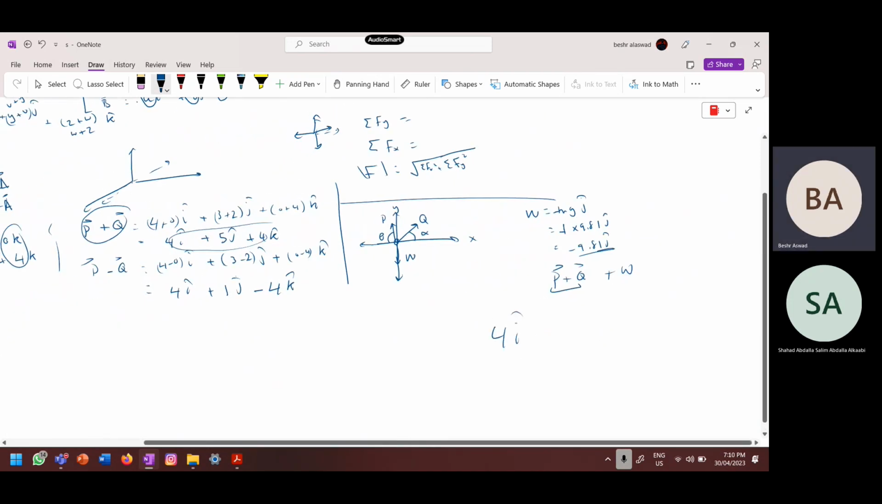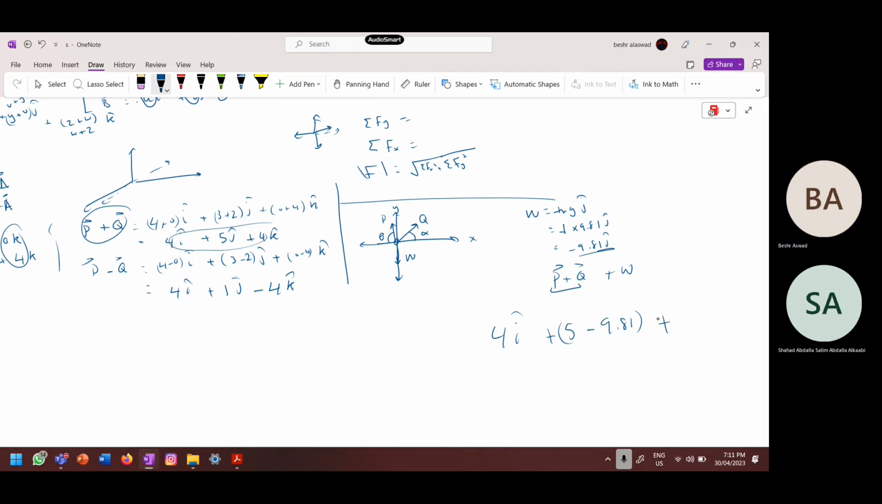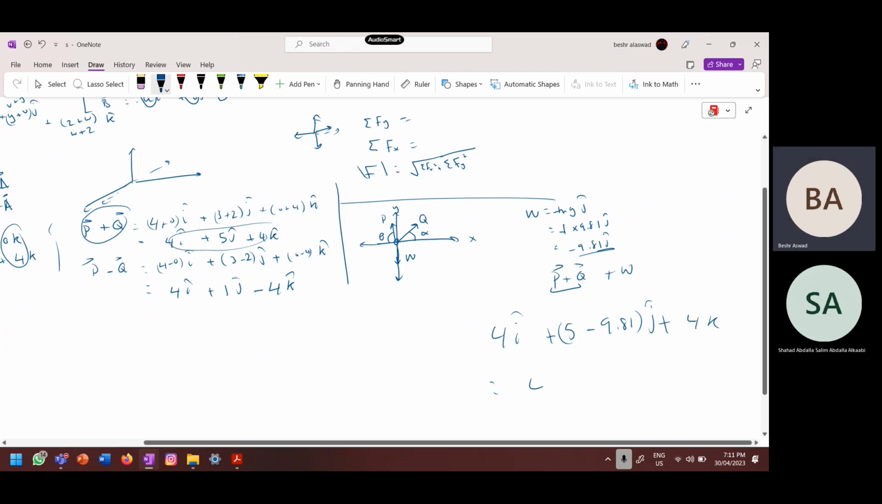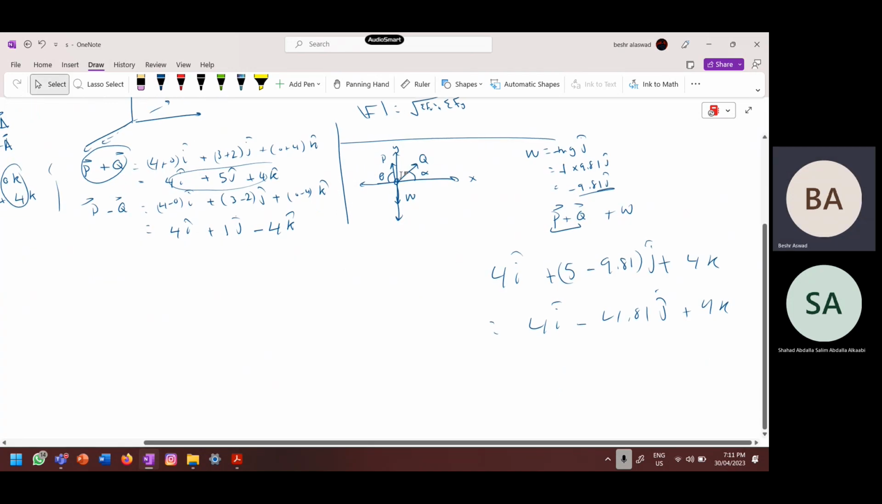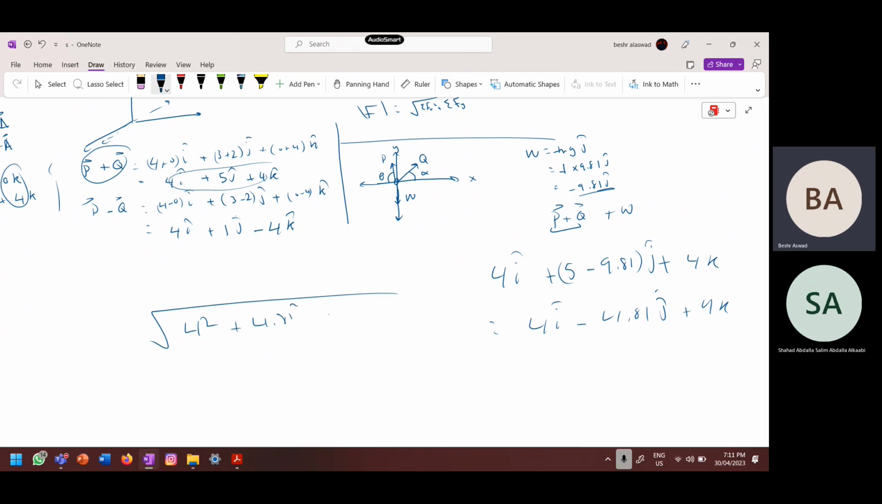Let's have it 4i plus 5 minus 9.81 plus, yeah, sorry, plus 4k. This will give you 4i hat minus 4.81 j hat plus 4k. To find the total force, you can just do a simple magnitude: 4 squared plus 4.81 squared plus 4 squared. This will give you the magnitude of the force.